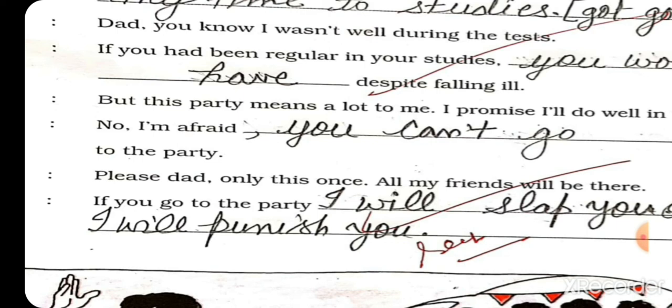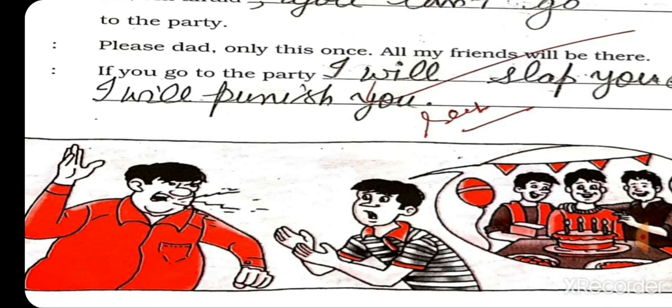Son: Please, Dad, only this once. All my friends will be there. Father: If you go to the party, I will slap you. Here in the picture, students, you can also see: if you go to the party, I will punish you, I will beat you, I will slap you. Like this, students, try to complete it.